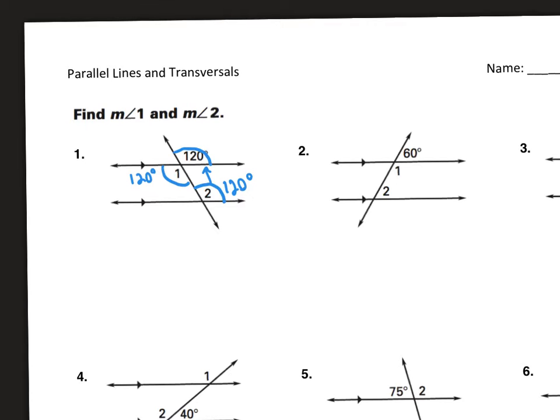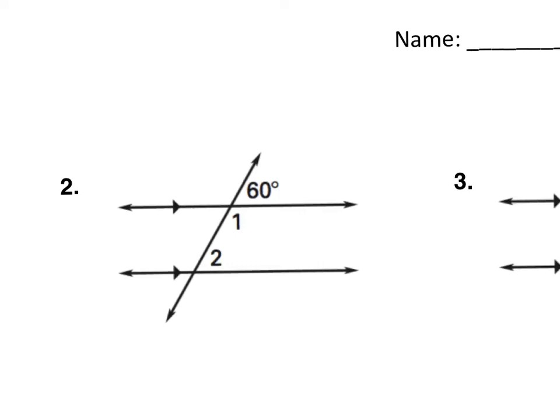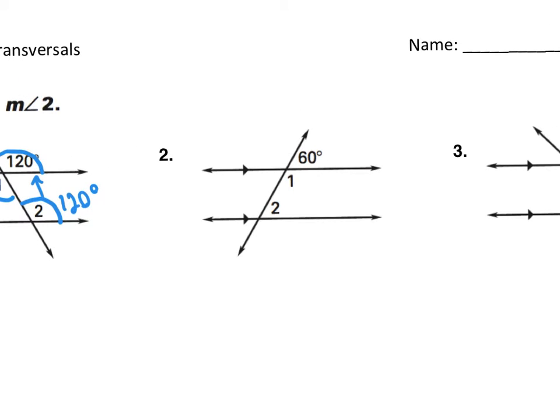Let's move over to number 2. All right, angle 1 forms a linear pair with the 60 degrees. So these form a linear pair, which adds up to 180 degrees. So 180 minus 60 is 120. So angle 1 is 120 degrees. And angle 2 corresponds with the 60 degree angle, so it has the same measure. Angle 2 will be 60 degrees.